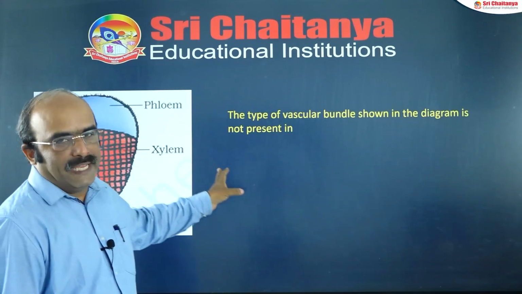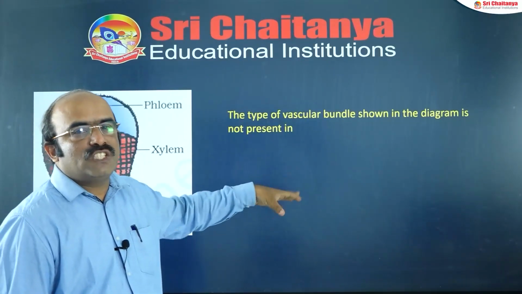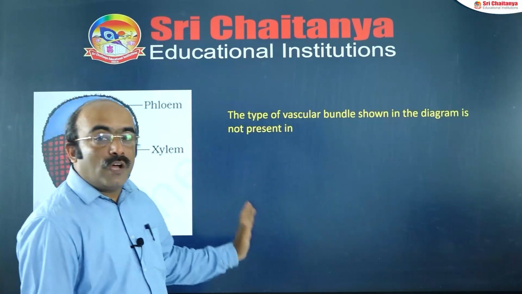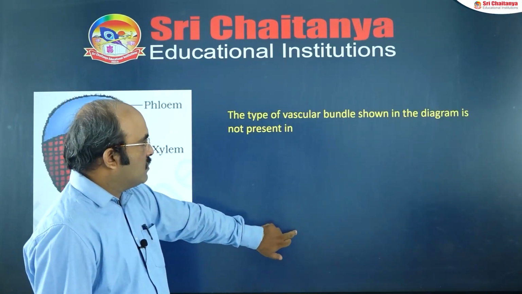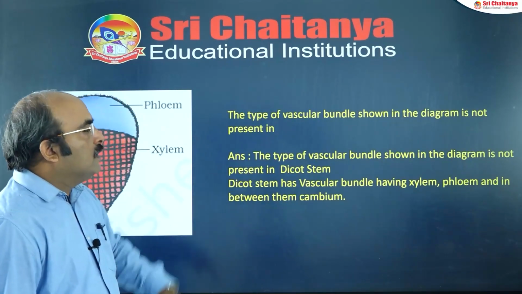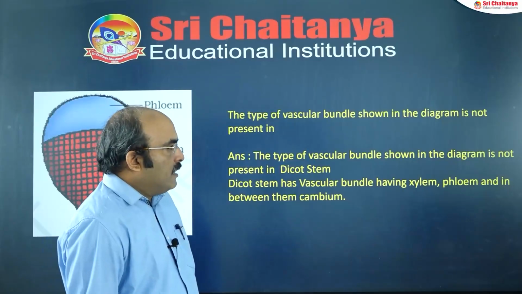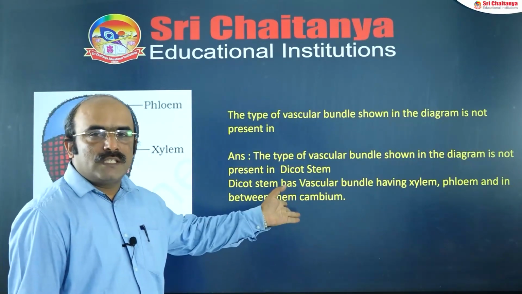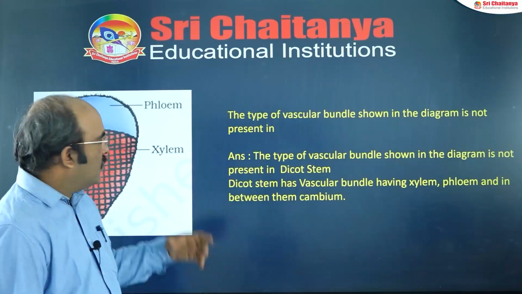Now another one is, do observe the diagram and which type of vascular bundle is shown in the diagram is not present in which transverse section. This type of vascular bundle is not present in which transverse section. So the type of vascular bundle shown in the diagram is not present in dicot stem, because dicot stem has open type of vascular bundle where there will be a cambium.